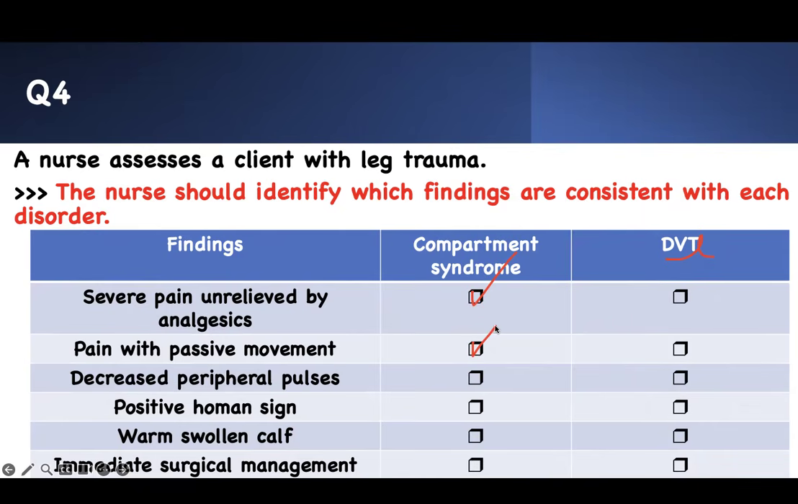If there's no blood flow to the leg, I know deep vein is mostly a vein problem, so it has to be compartment syndrome. And a positive Homan's sign, what do you think? This is associated specifically with DVT. And a warm calf is what? DVT. Immediate surgical intervention is for compartment syndrome. You don't need surgery right away for DVT. They need anticoagulation. So that's your answer.